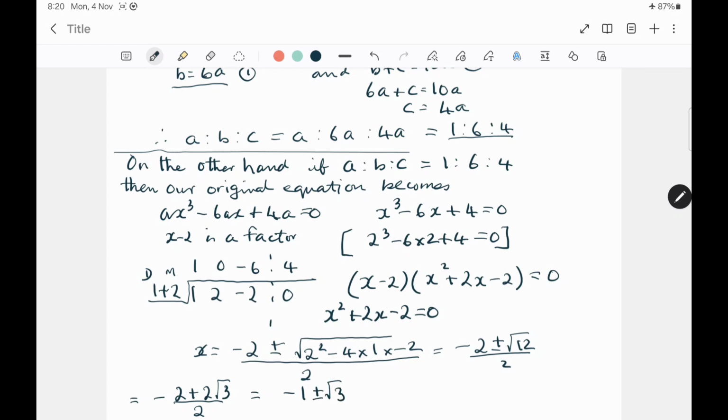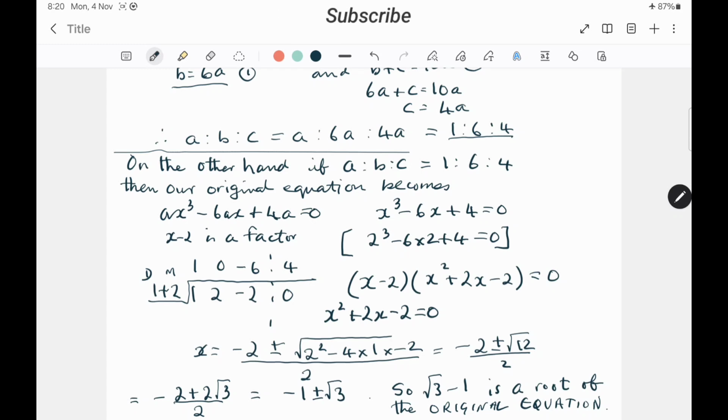And so square root of 3 minus 1 is a root of the original equation. And that completes this little exercise. Hope that was nice and clear, and thank you for listening.